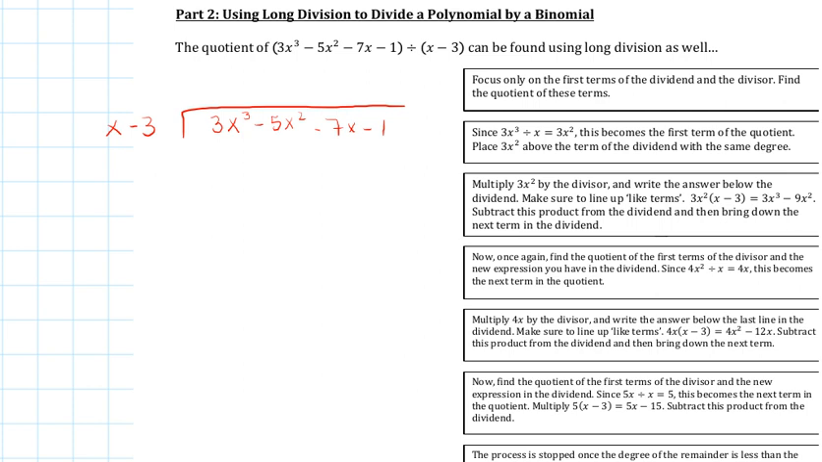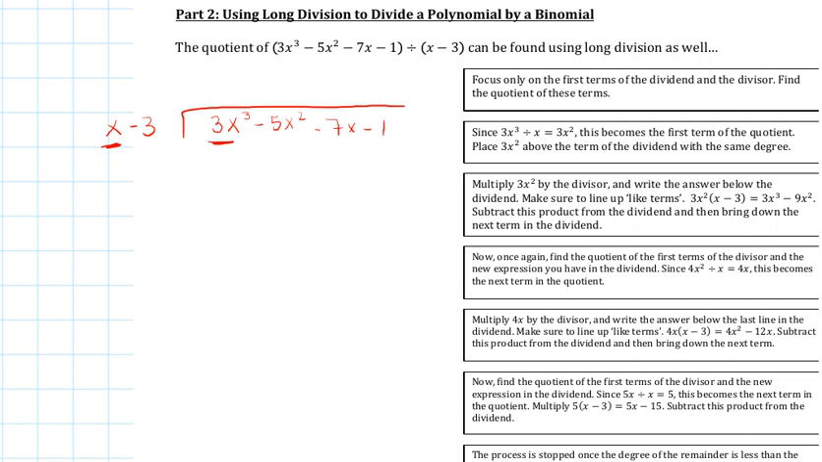Your divisor is on the side. Now, when you're dividing, you're only going to focus on the first term of the dividend and the divisor. We're not going to care about the other terms. So we're going to focus on the first term of the divisor and the first term of the dividend. How many times does x go into 3x cubed?